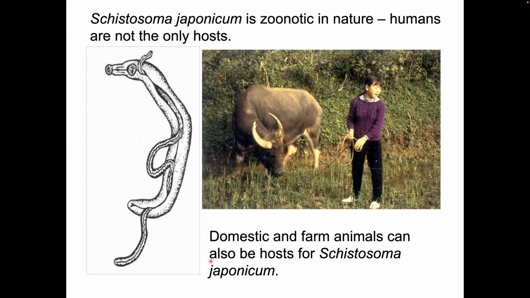So Schistosoma japonicum is present in farm animals. This is photographed in Sichuan province, where Schistosoma japonicum is still present in people, and in water buffalo, and in rats, and in dogs, and it can infect rabbits and a few other species of mammals. So that's a problem for control.